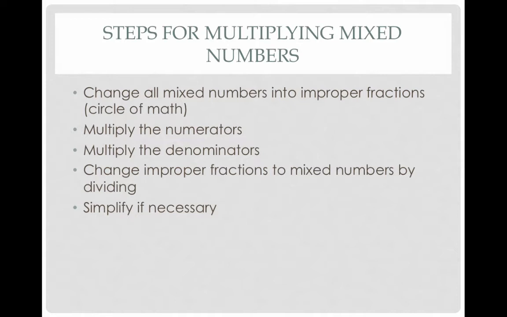Because of that, we're going to change all mixed numbers into improper fractions using the circle of math. Once we have our improper fractions, then we can go ahead with our steps that we learned in the last two lessons with multiplying fractions, where we multiplied the numerators together, we multiplied the denominators together, and then we changed the improper fractions to mixed numbers by dividing. Then we can simplify if necessary. Make sure you write these steps down on your notes pages to help you with your independent practice problems later.